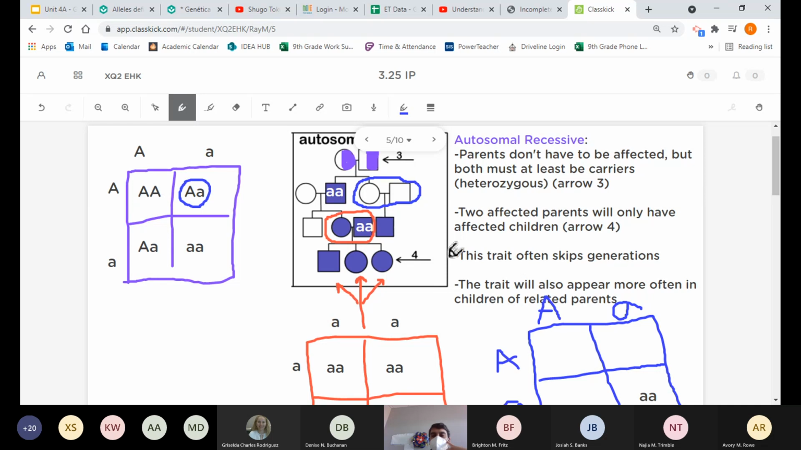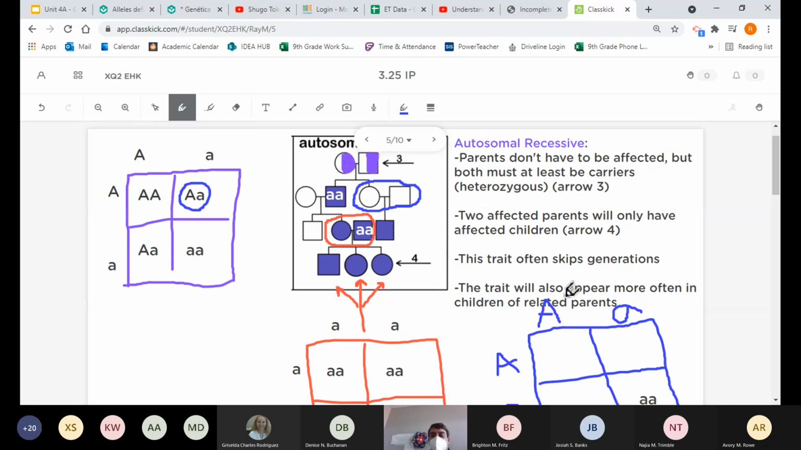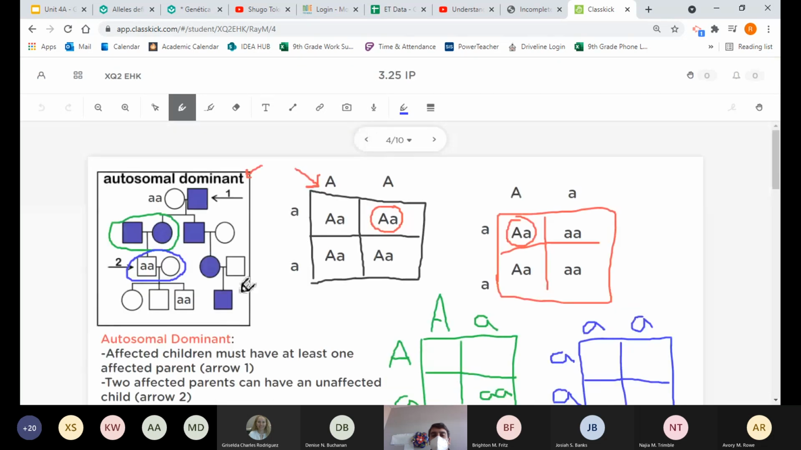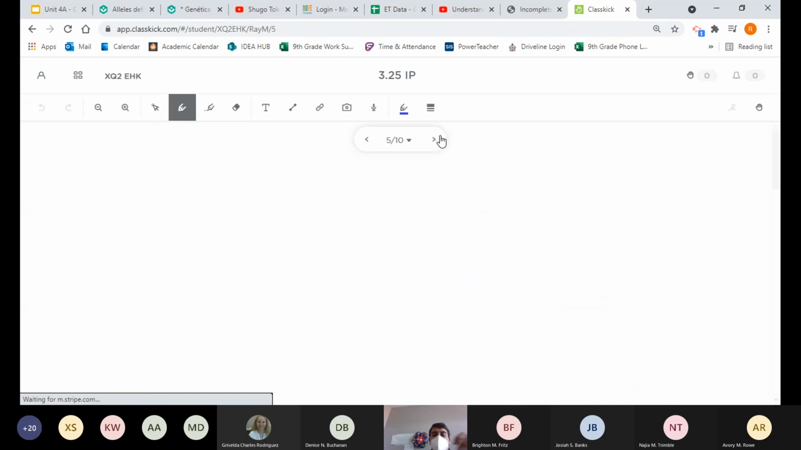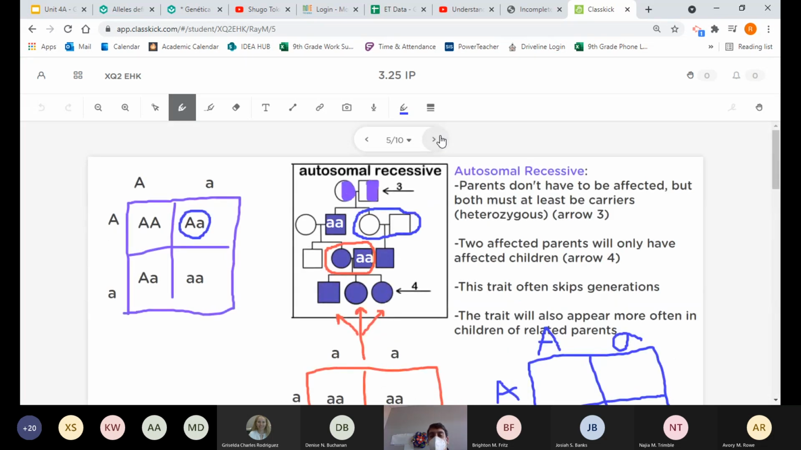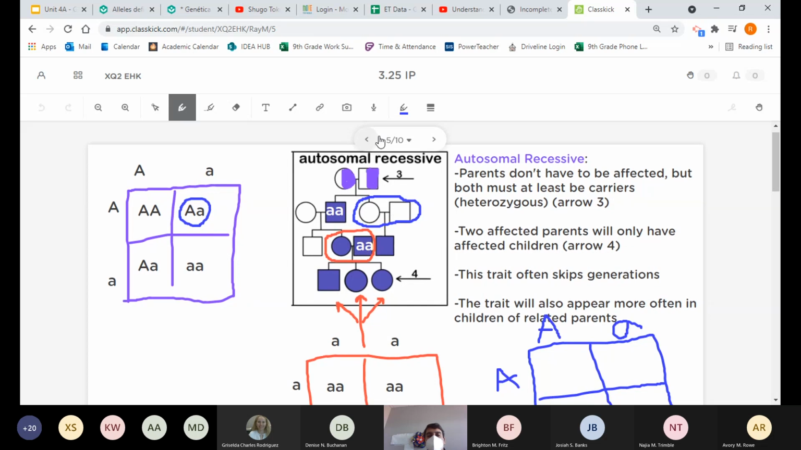Okay. So both parents don't have to be affected to pass it down. They can be carriers. 2 affected parents will only have an affected offspring. So remember, it could be the other way around here with the parents. 2 affected parents could produce kids who are not affected, versus here, affected parents will produce affected children. And this trait skips generations because, of course, you have carriers, right? So even though, let's go ahead and show that with our marker, these people are unaffected, they are both carriers.